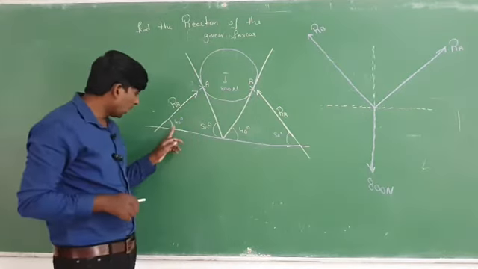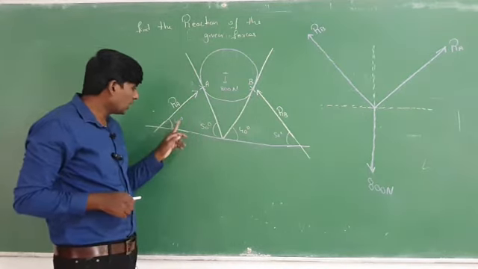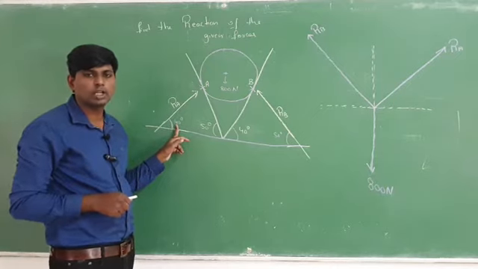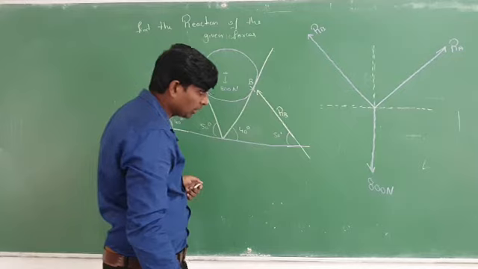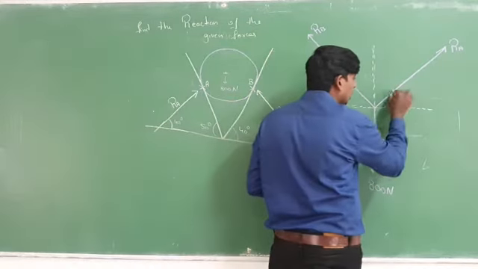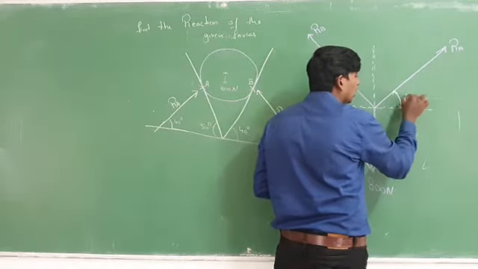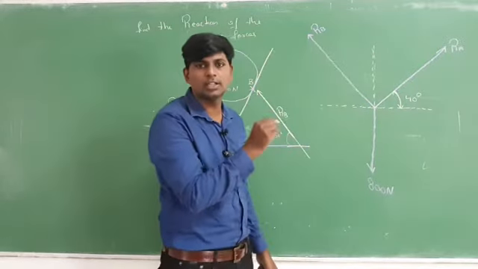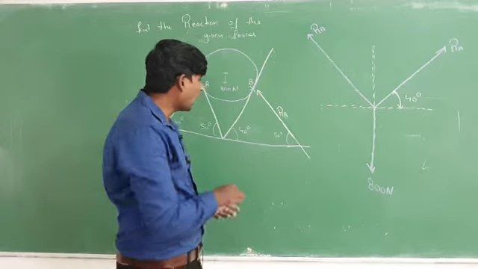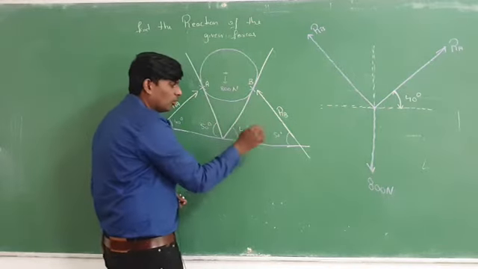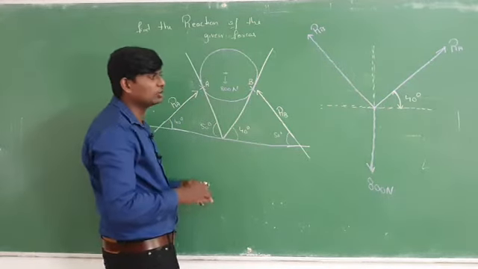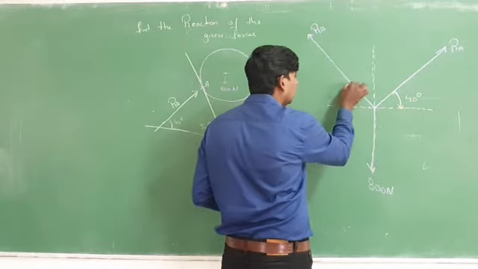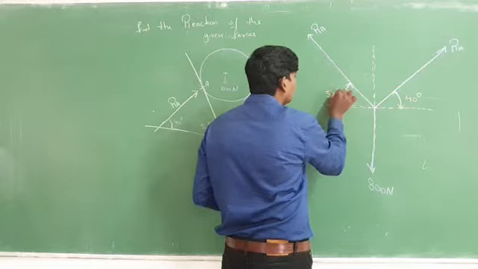As you can see, RA is going at an angle of 40 degrees with the horizontal. So here you have to write 40 degrees. Then RB. RB is going at an angle of 50 degrees. So here you have to write the angle of 50 degrees.